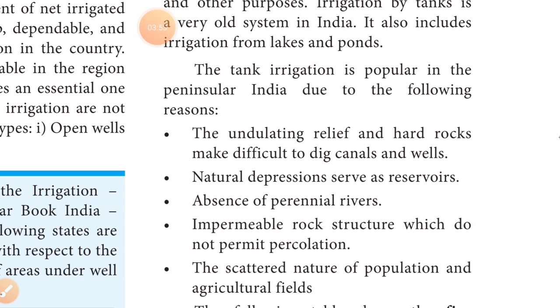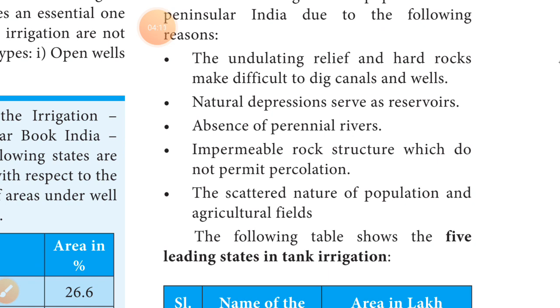Another one: impermeable rock structure which does not permit percolation. At the beginning I said hard rock makes percolation very difficult, so tank irrigation is suitable for this. Next, the scattered nature of population and agricultural fields. In South India, the peninsular region, the population is large and most people are involved in agriculture, so they need water for agriculture and domestic purposes. People use tank irrigation before the dry season, storing water from rainfall and other sources in ponds, streams and lakes, then using it for agricultural fields.